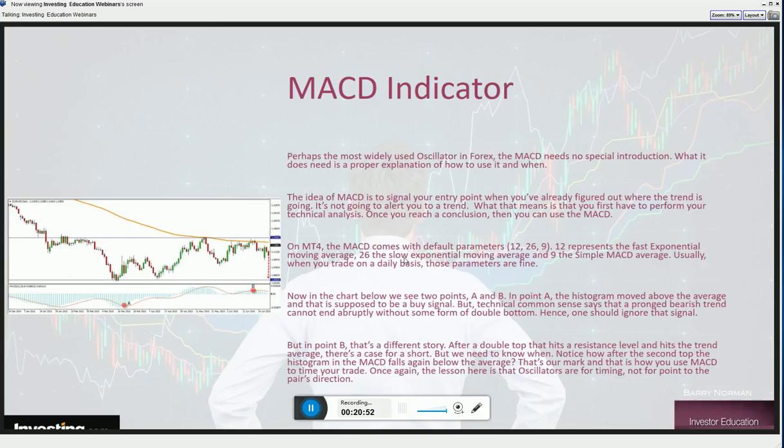Now, perhaps the most widely used oscillator in Forex, the MACD, needs no special introduction. What it does need is a proper explanation on how to use it. MACD is one of the most unique indicators that you can use and one of the best. The idea of MACD is to signal your entry points when you've already figured out where the trend is going. It's not going to give you an alert to the trend.